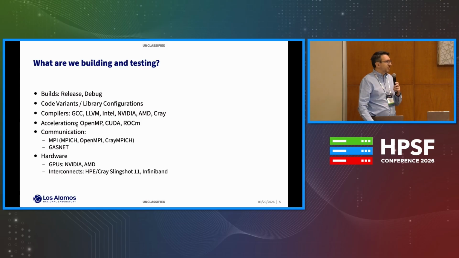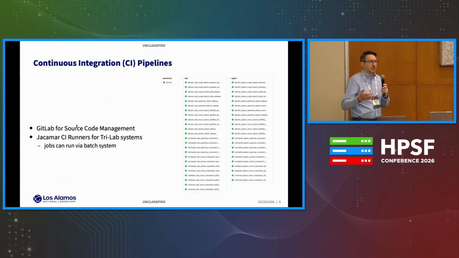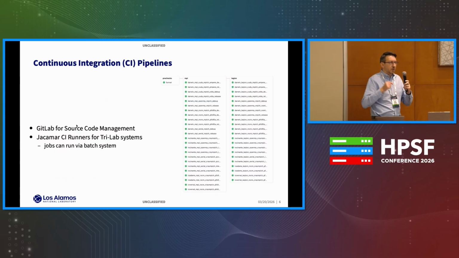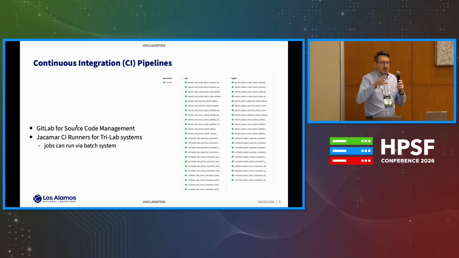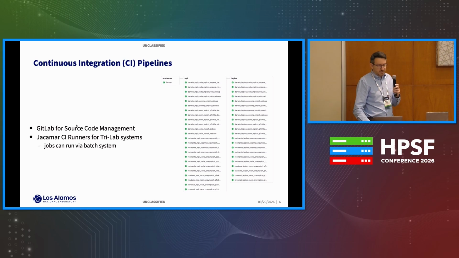And so we manage this complexity by using continuous integration. We have a lot of CI jobs that build out the different configurations of our software. We use GitLab CI with Jacamar runners to run on the production systems. And if we don't have those systems because of networking reasons, then there's at least a sibling system that gives us the same hardware and the same software configuration.